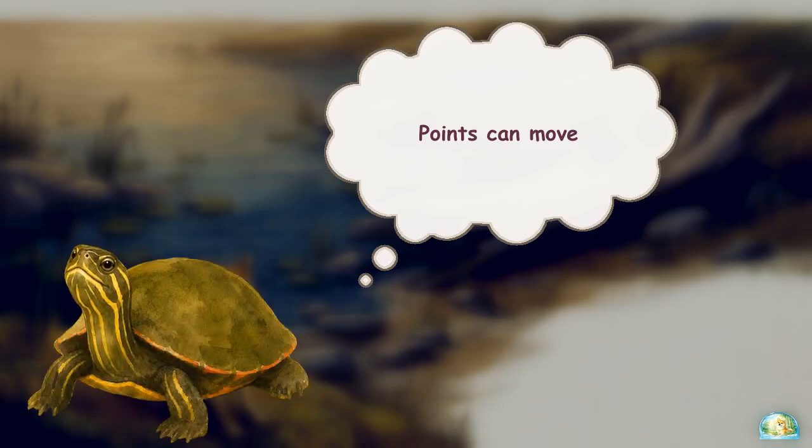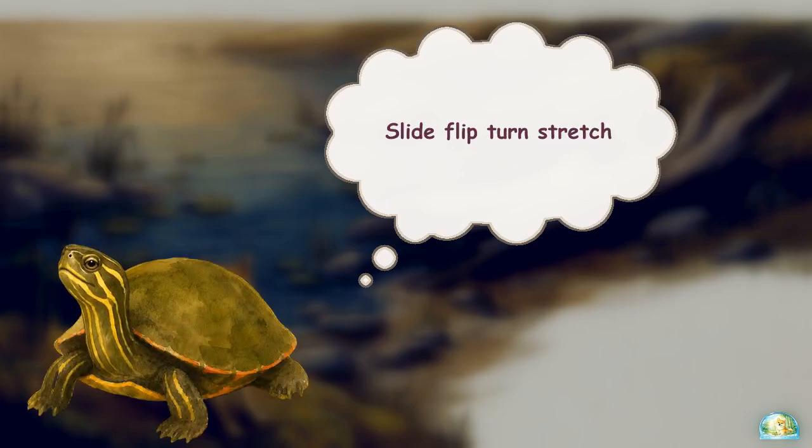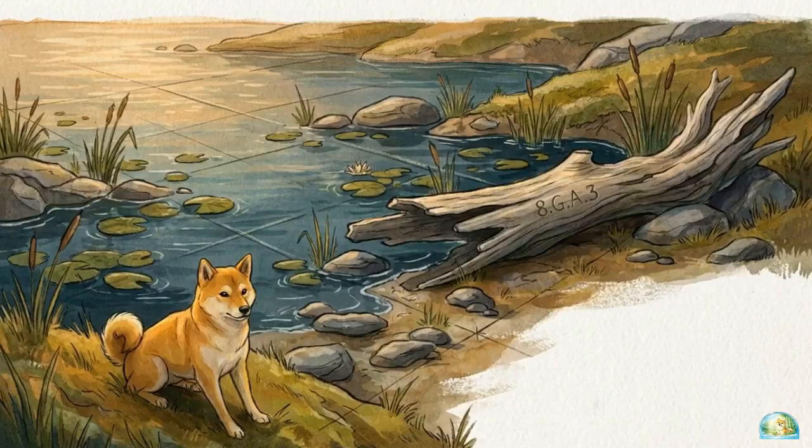Points can move. Slide, flip, turn, stretch. Coordinates keep score. Watch the scene first. The math is built into the environment, where every reed and stone records precise measurement of movement through space. This top-down view shows the lagoon as a coordinate grid.